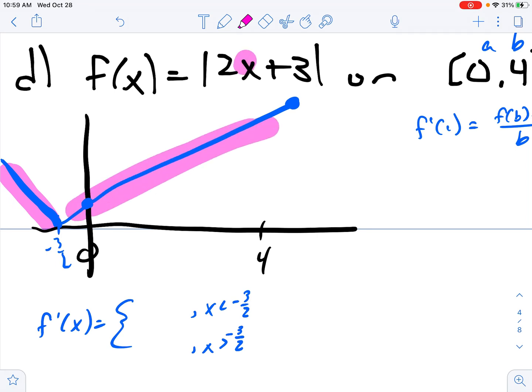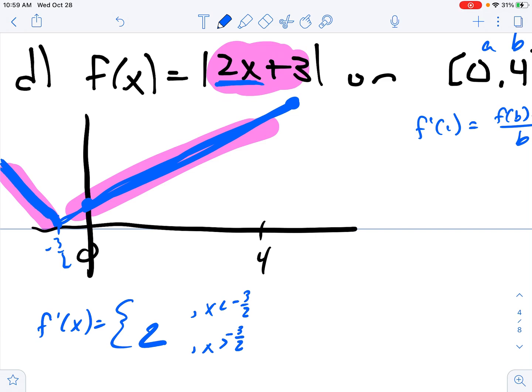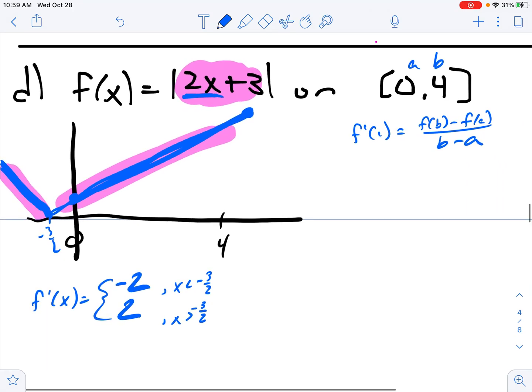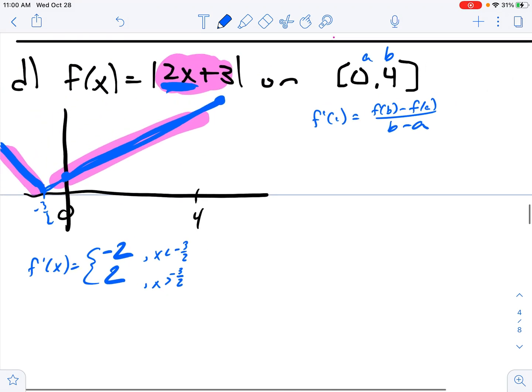Okay, well, that's the derivative. What's the slope? This is linear. What's the slope of x inside this bracket here? 2. So the positive slope is 2. When x is bigger than negative 3/2, we have a slope of 2. What's it going to be over here? It's negative 2. Okay, so that's how you can find the derivative of absolute value functions. You sketch them out and you look at the slope. Okay, and one side's positive slope, the other side's negative slope. That's all there is to it. Okay, based on where this thing splits up.